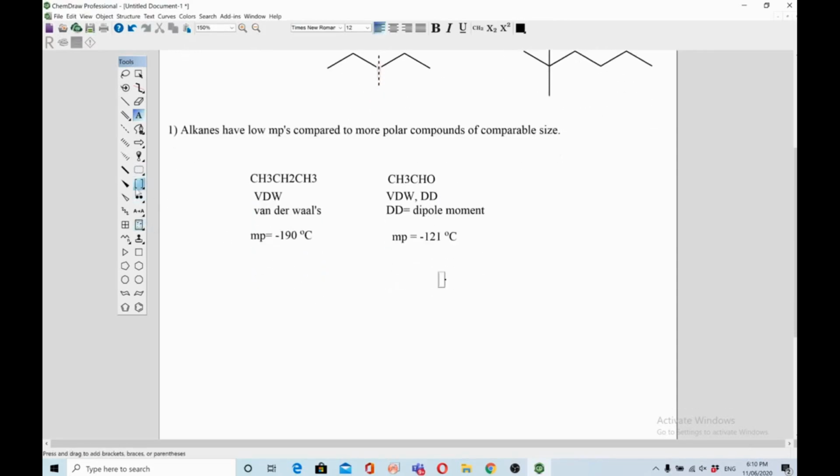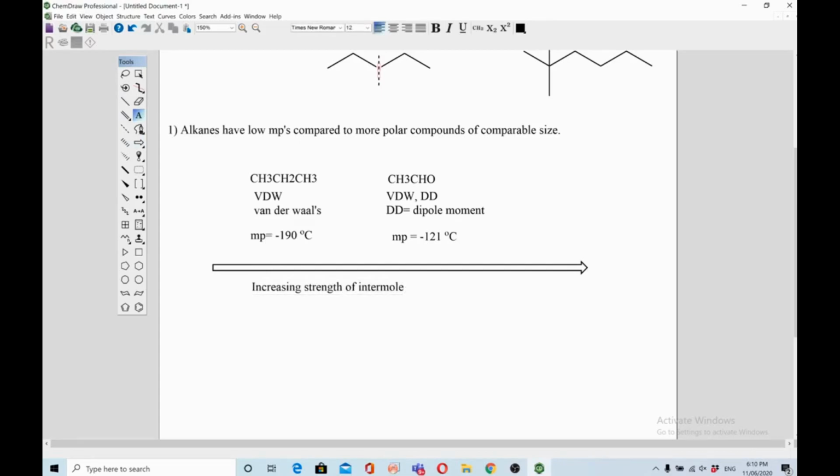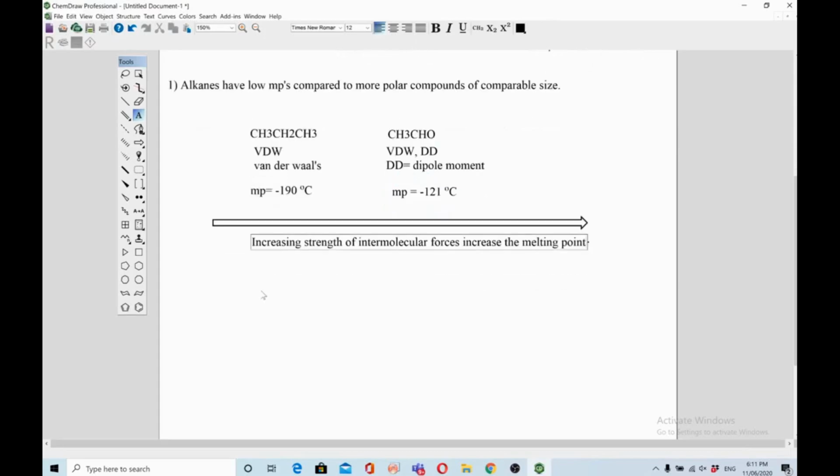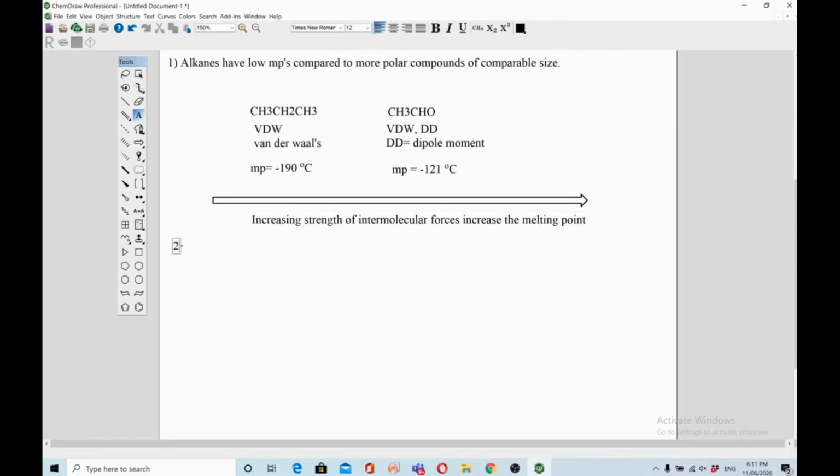So the concept of this point is, increasing strength of intermolecular forces increases the melting point. As you can see, there are two types of interactions in aldehyde and one type of interaction in alkanes, so that's why there is a difference in melting point of these two different compounds of the same size.